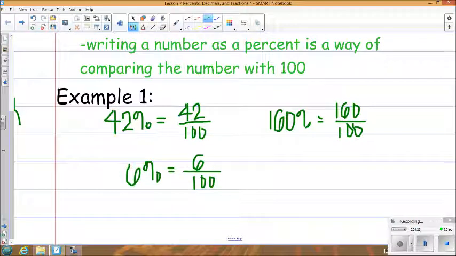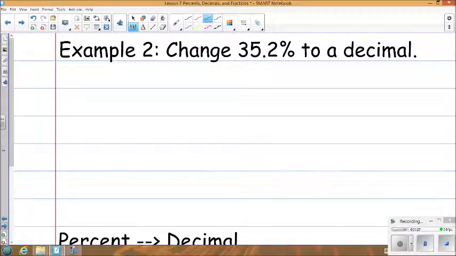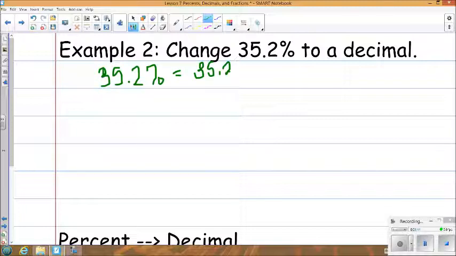So another example is, how do we change a percent to a decimal? If we want to change 35.2% to a decimal, basically what we're looking at is that 35.2% is the same thing as saying 35.2 per 100, which is essentially the same thing as saying 35.2 divided by 100. So when we divide 35.2 by 100, let's see what we get. Let's go ahead and practice doing that.